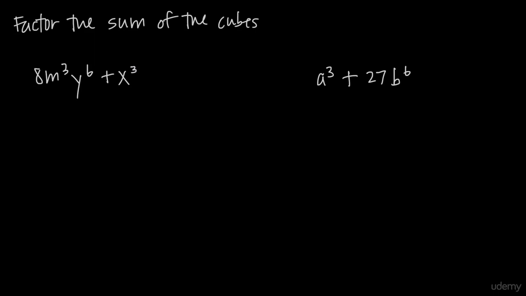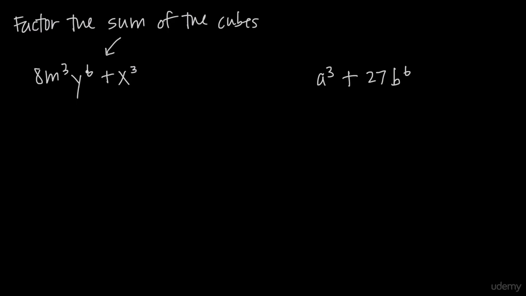In this video, we're talking about how to factor the sum of two cubes. We've got a couple examples here. The first one is 8m³y⁶ + x³. Notice we have a sum because we have an addition sign in between these two terms. And notice that both of the terms are perfect cubes.